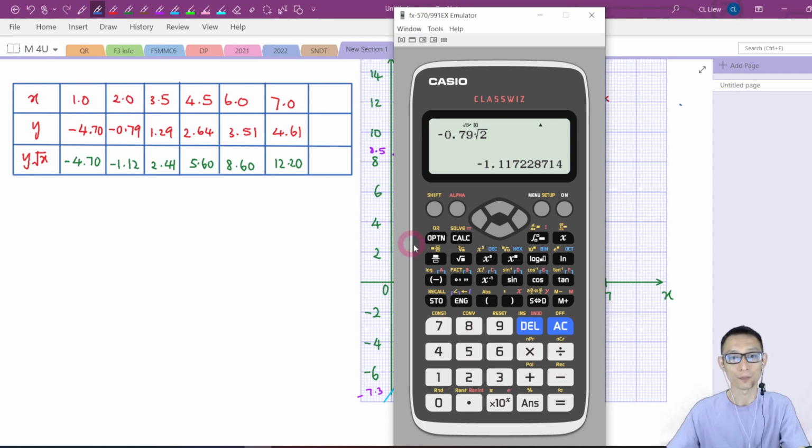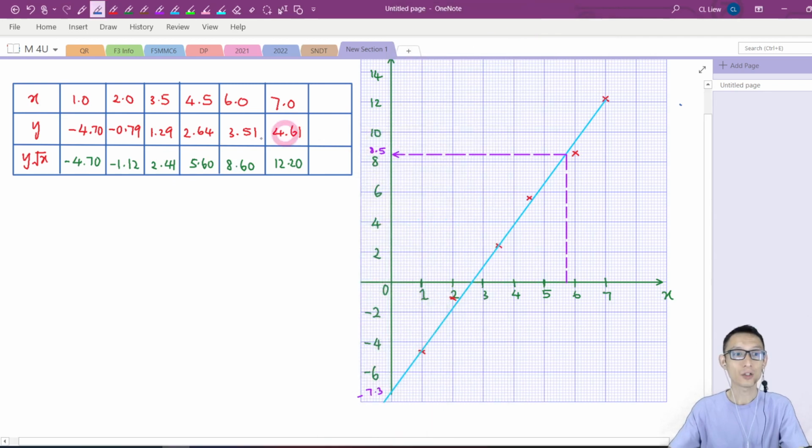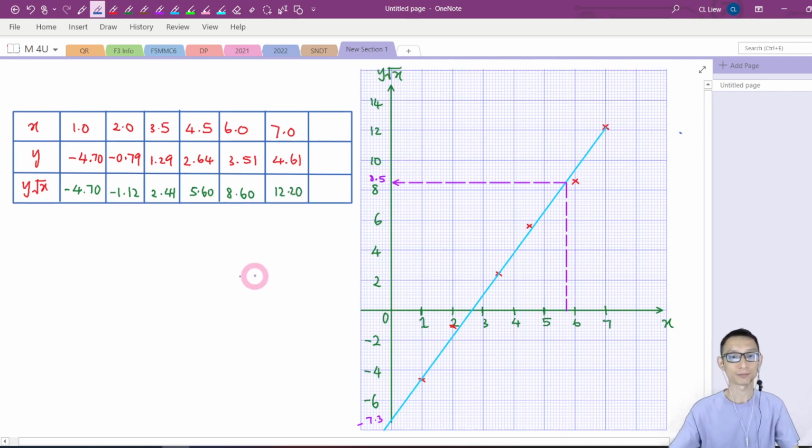Let me show you a few. Negative 0.79, for example, this one, times square root of 2. Now you get the answer, negative 1.12. How about this one? 1.29 for y, times square root of 3.5. You get 2.41. Just do the same thing for the rest of the values of x and y. After you get all these values, then you can start to draw the graph.